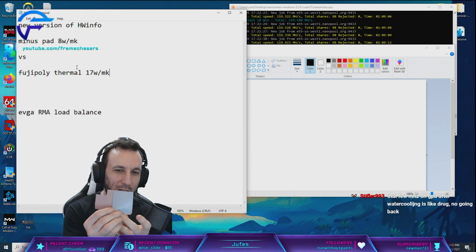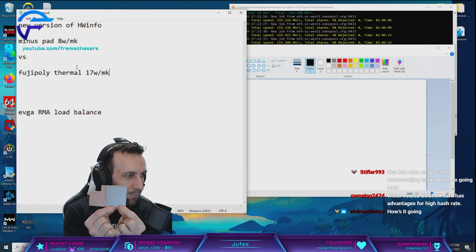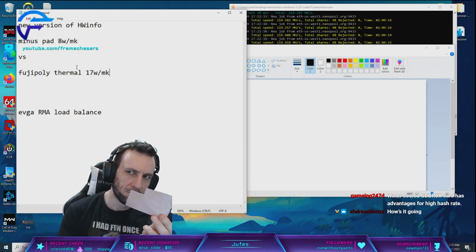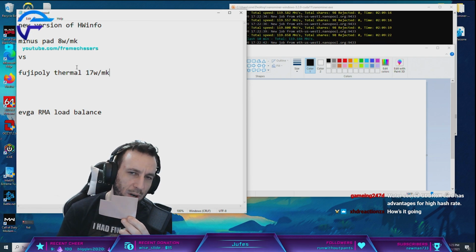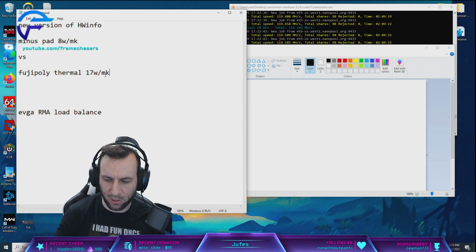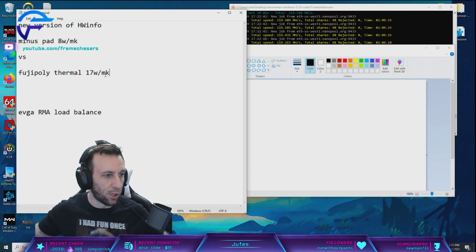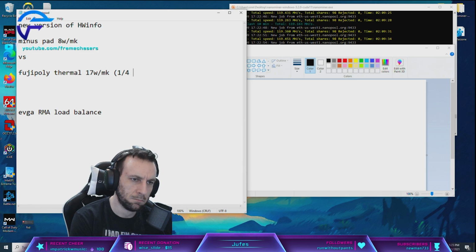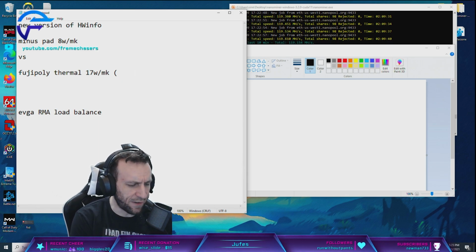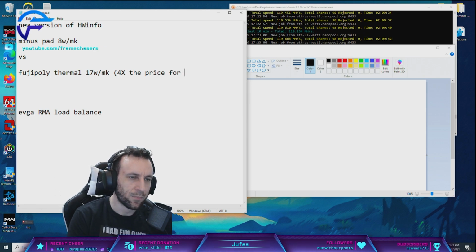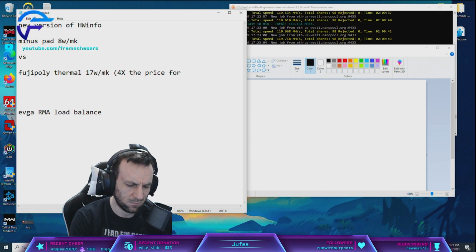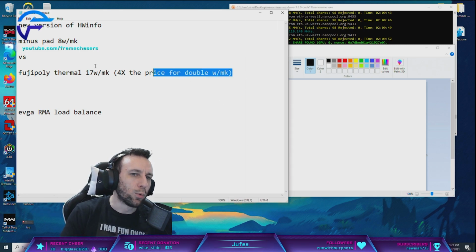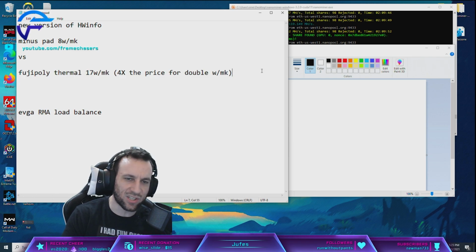Now, check out the Fujipoly. Look at that size for scale. This small little square was $36. So you get four times as much for $10 cheaper than the Fujipoly. It's insanity, dude. So we can say the Fujipoly is four times the price for double the performance, double the watt per meter Kelvin, right? Right away, you can tell it's not worth it because the price is too high.